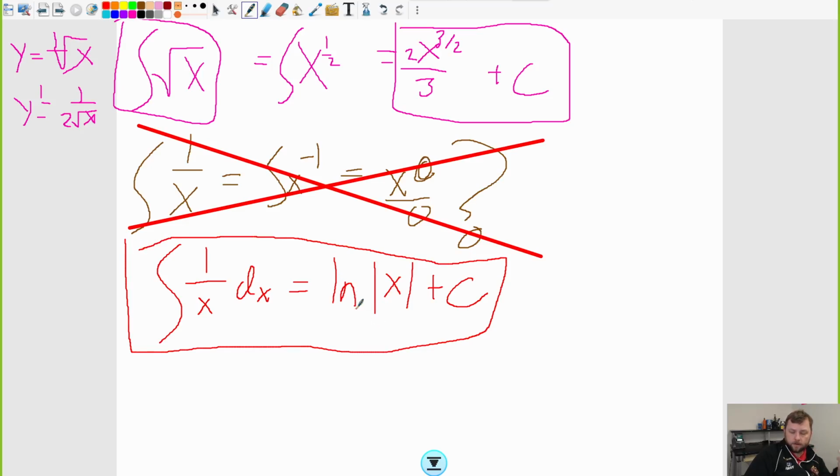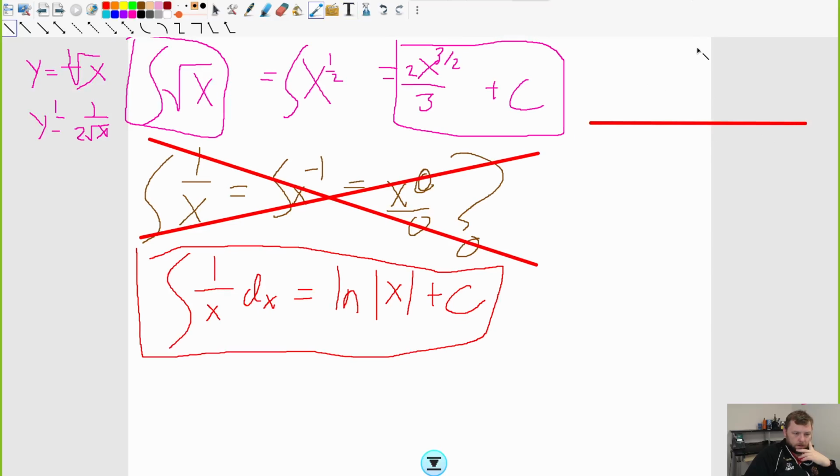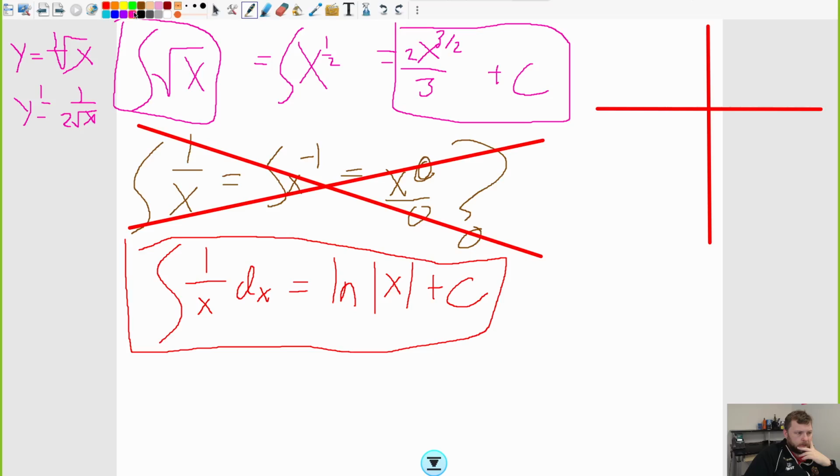Now, you can always check it because the derivative of ln or natural log of x is 1 over x. You might ask, do I have to put that absolute value? Yes, technically you do. Why is it that way? The graph of 1 over x looks something like this, right? Looks like these two inverse functions. It's weird because there's no zero. You can't just integrate over 0.